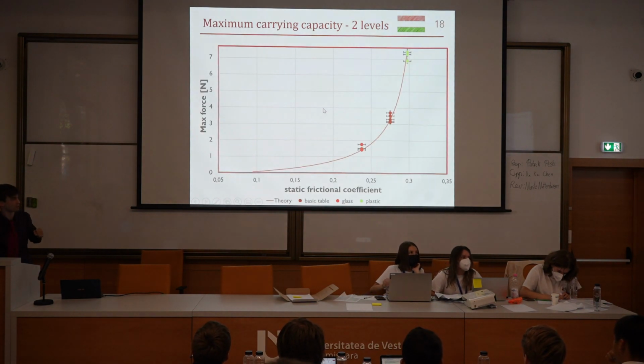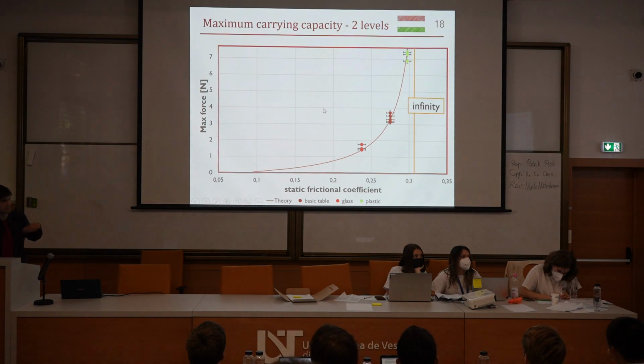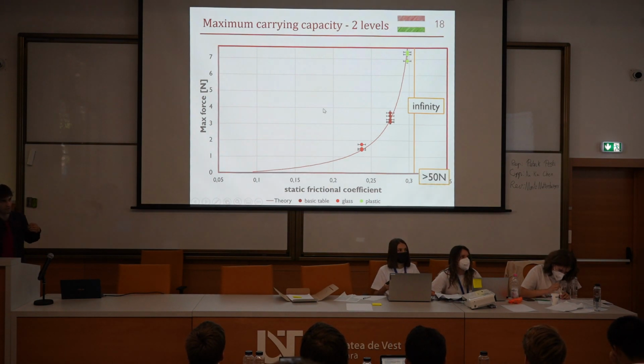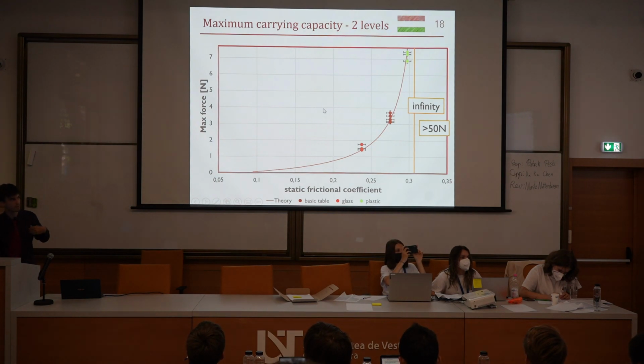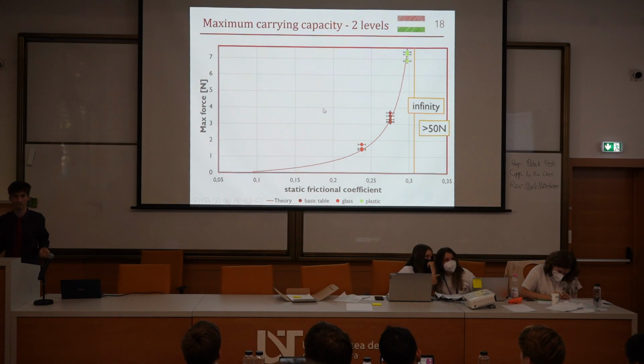Now, we have done measurements with different surfaces. And here we can see these results. What we see here is that at 0.31, we have an asymptote of the function, and above that, theoretically, we assume that the balls are perfectly spherical. They should be able to withstand an infinite amount of force. In our case, they could withstand more than 50 newtons, because that was the highest we could measure.